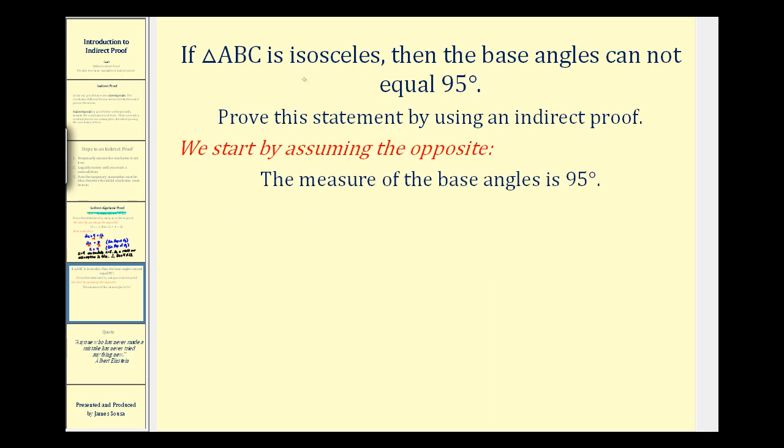If triangle ABC is isosceles, then the base angles cannot equal 95 degrees. Again, we want to prove this statement by using an indirect proof, so we'll start by assuming the opposite. The opposite would be that the measure of the base angles is 95 degrees. So let's see if we can contradict this statement.